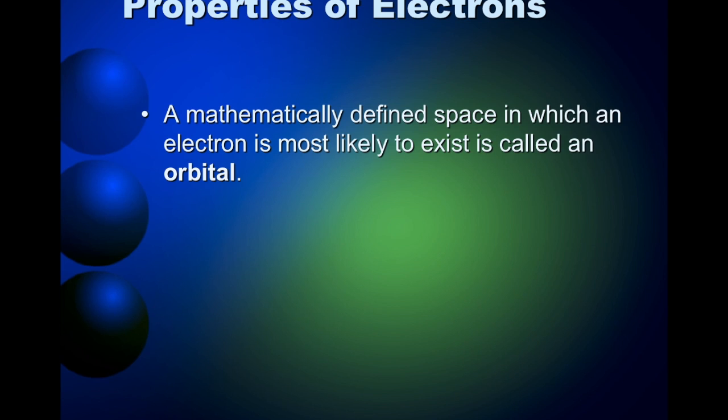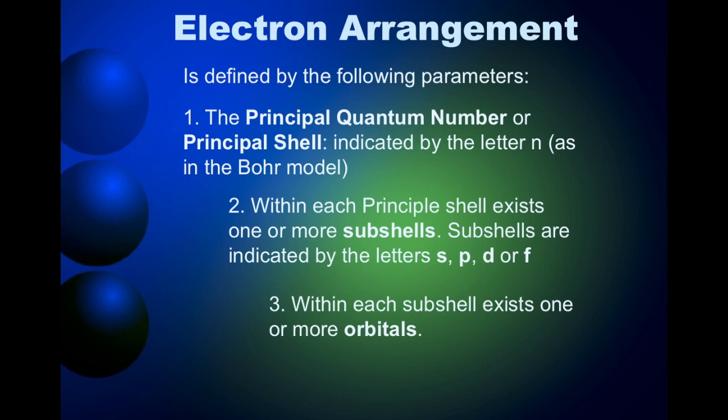Okay, so we know that electrons exist in quantum levels, and the particular place that an electron exists is called an orbital. This is a mathematically defined space in which an electron is most likely to exist. And I'll go into a little bit more detail about what I mean by that as we continue, but this is the way the location of electrons is described.